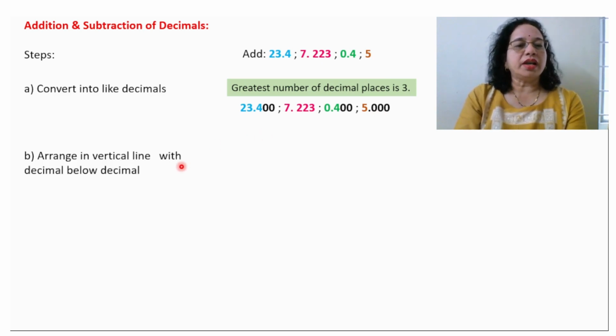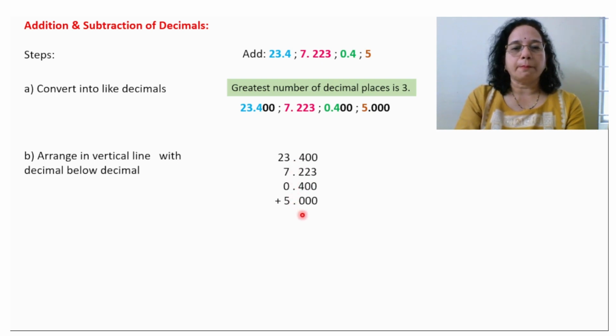Now the next step, arrange in a vertical line with decimal below decimal. When you arrange in a vertical line, make sure that your decimal comes below decimal. Now just leave one line here for carryover or borrowing the numbers, and here you will write down the answer.